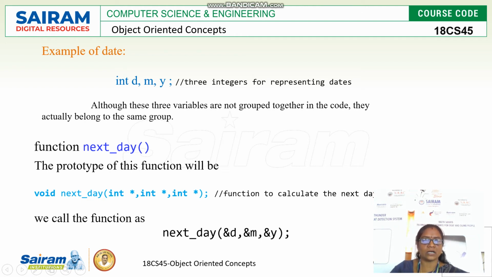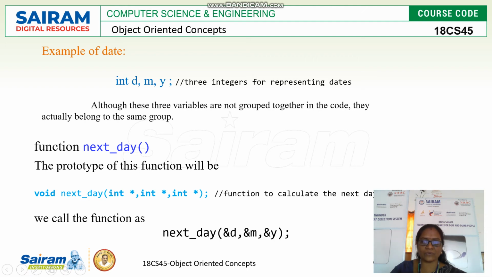So when you call the next day function, the pointers will be passed individually, one member at a time, as arguments for the function next day. So when we call that function, we will address the individual members as ampersand of d, ampersand of m, ampersand of y. So this is what will be programmed before the introduction of structure.